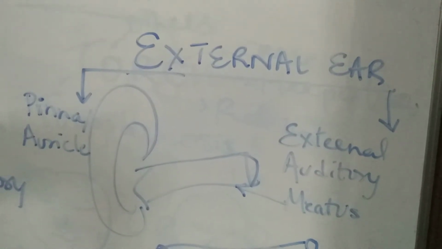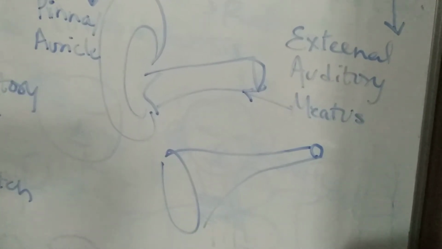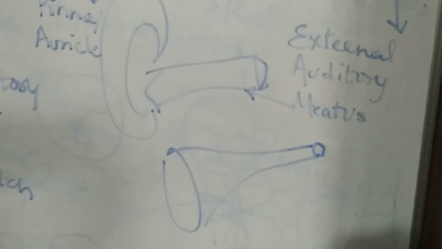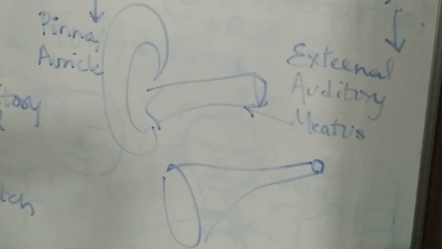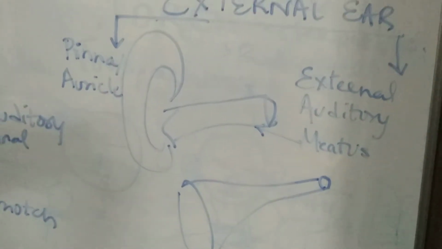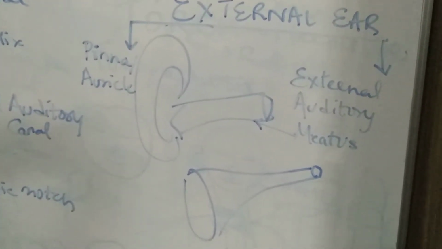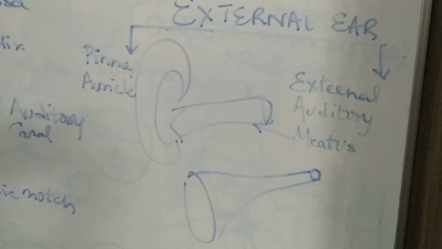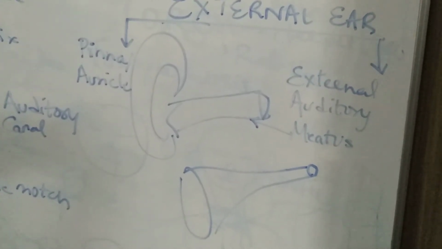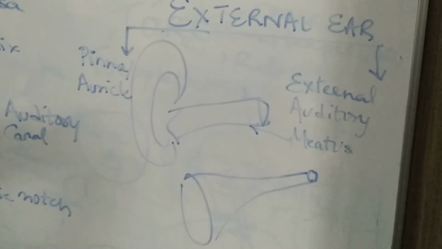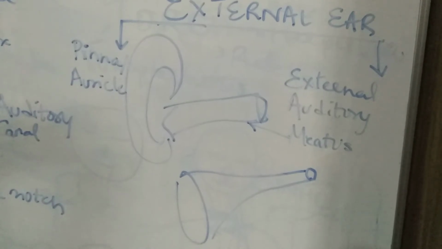We can compare this external ear to a funnel. The pinna or the auricle resembles the broader portion of the funnel, whereas the tubular portion of the funnel is comparable to the external auditory canal. So this pinna or the auricle gathers the sound wave from the periphery and directs it towards the tympanic membrane and the middle ear in a funnel-like fashion or a dish-like fashion. That is the overall idea of the external ear divided into pinna or the auricle and the external auditory meatus.